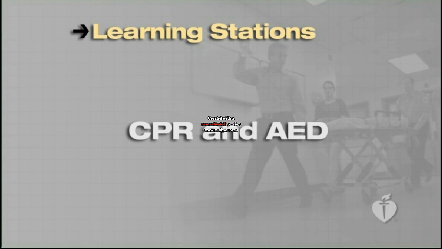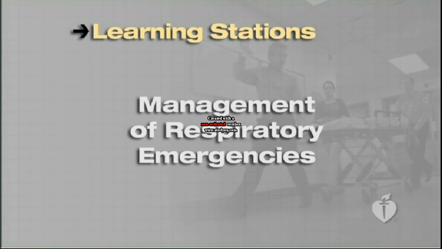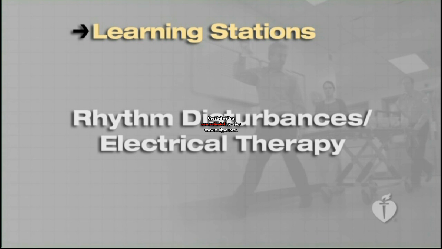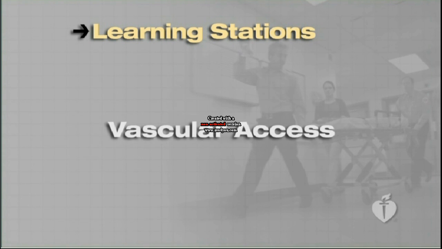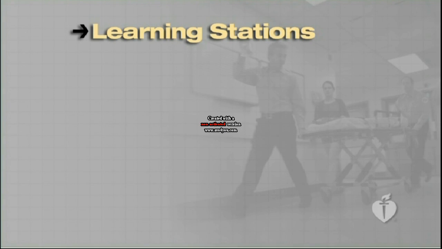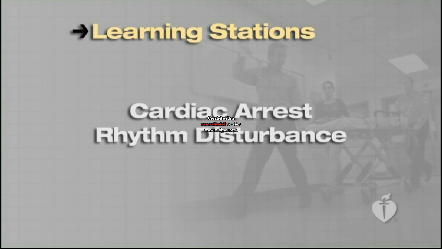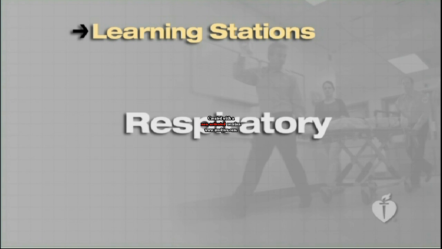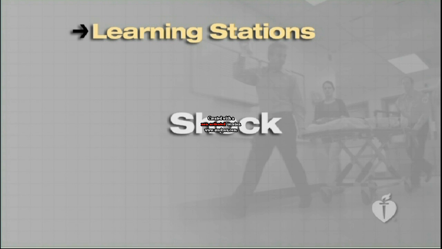You will participate in skill stations for CPR and AED, management of respiratory emergencies, rhythm disturbances and electrical therapy, vascular access. You will participate in learning stations where you will practice working as a team and using a systematic approach to evaluate, identify, and intervene for a variety of critically ill or injured children. These stations include cardiac arrest and rhythm disturbance cases, respiratory cases, shock cases. You will also be tested on your BLS skills.